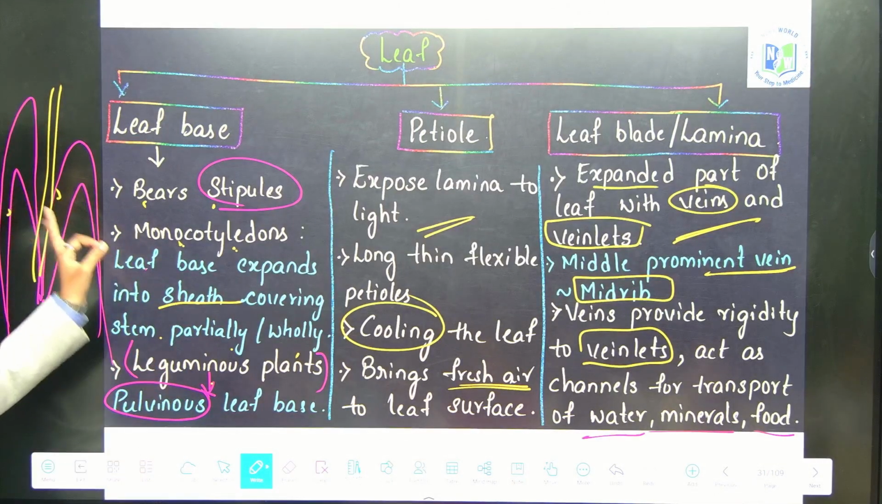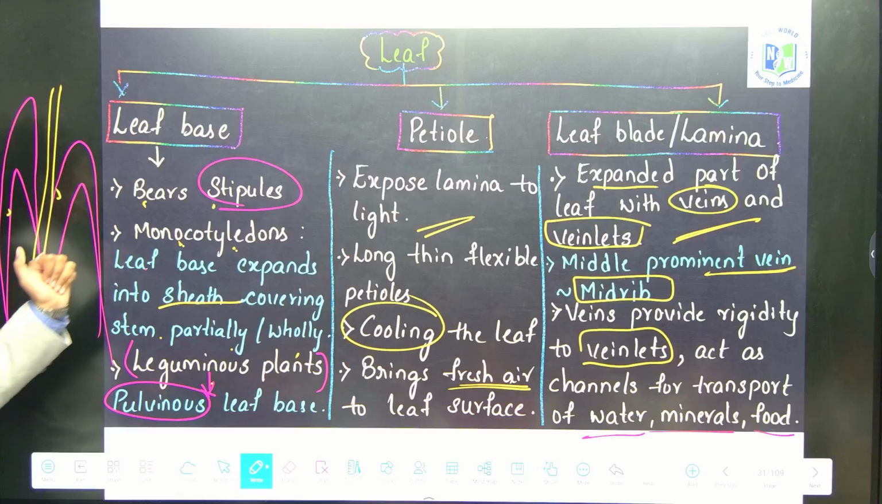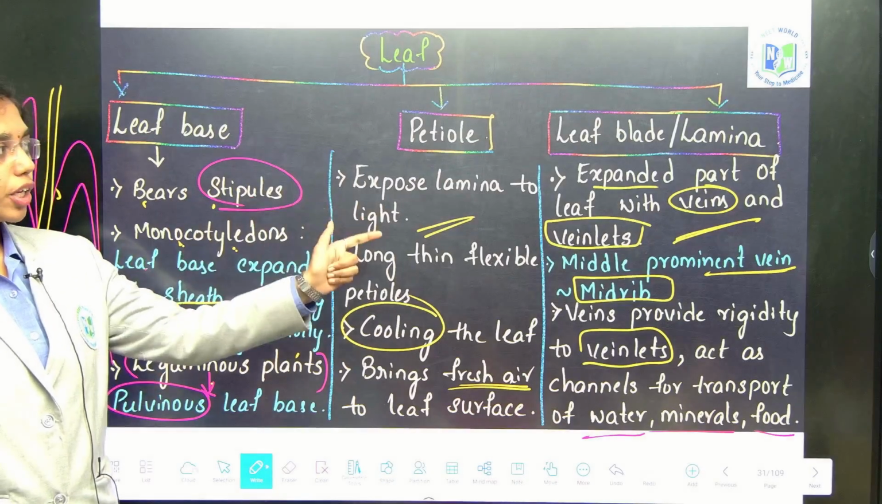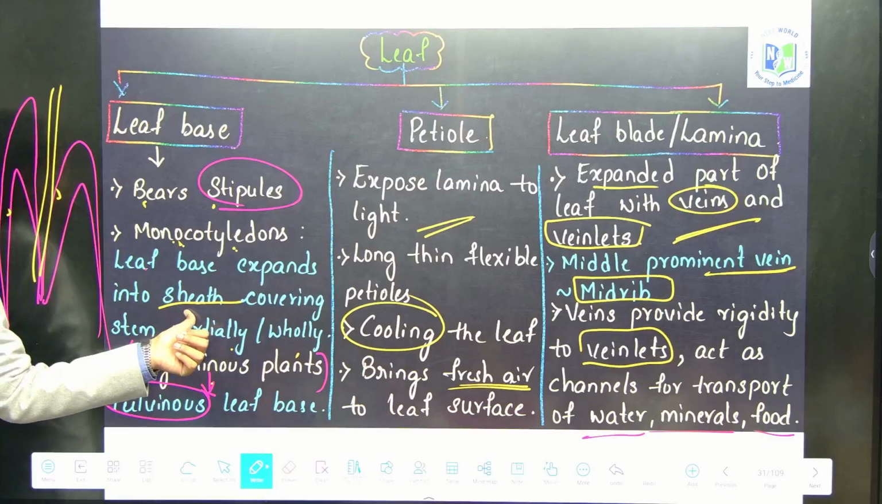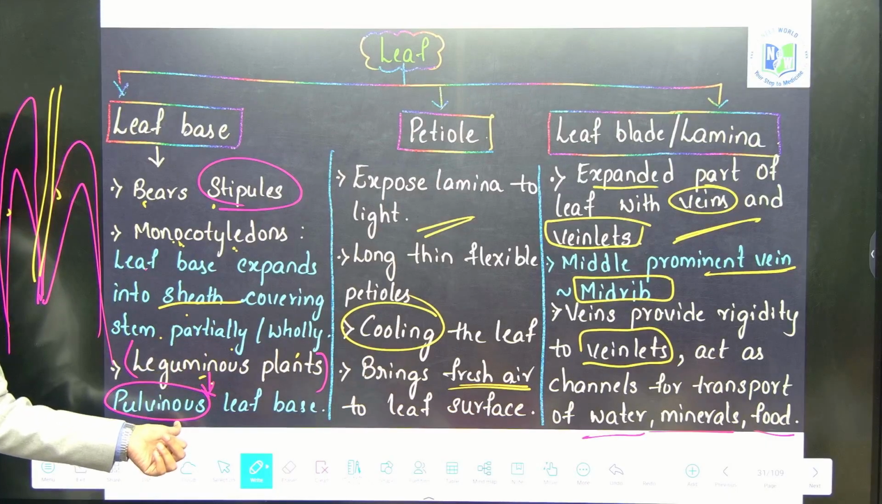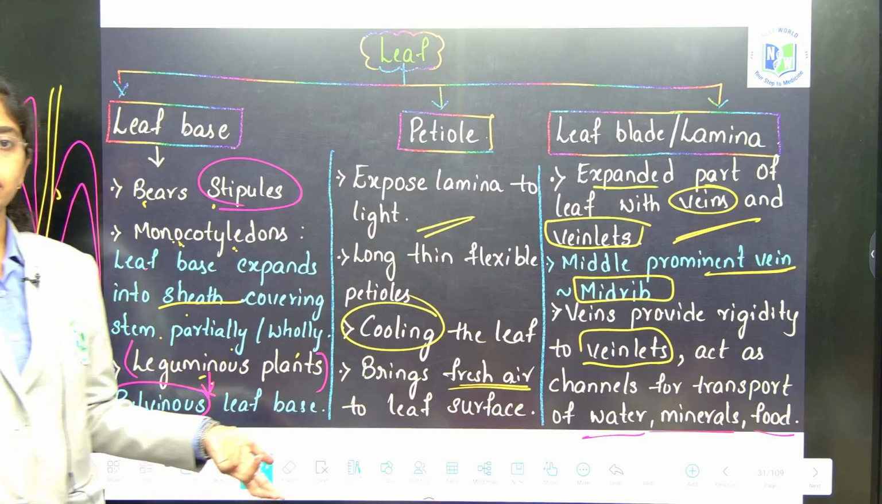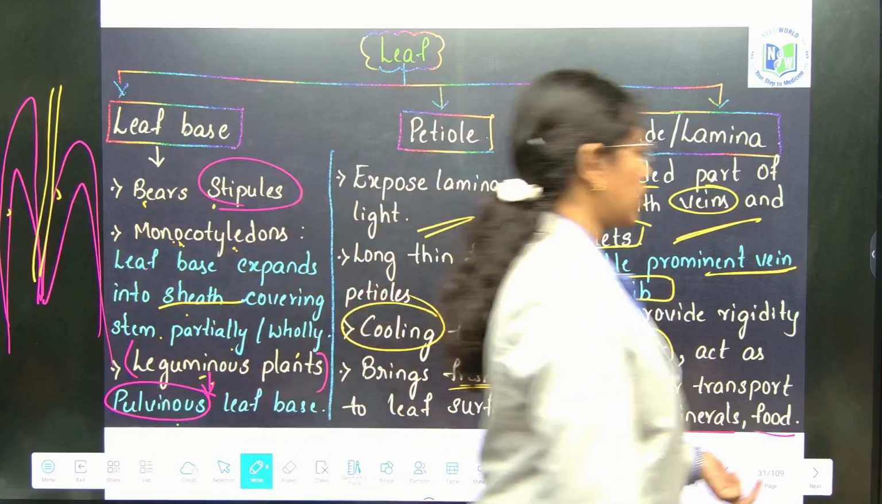These are the three parts of the leaf. Clear? What are they? Leaf base, petiole, lamina. In monocots, how is the leaf base? In leguminous plants, how is it? Pulvinous leaf base. So, swollen leaf base.